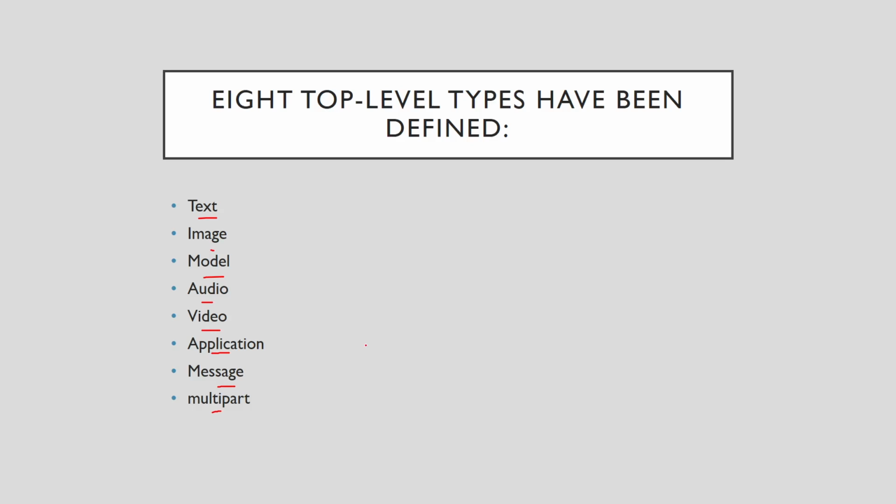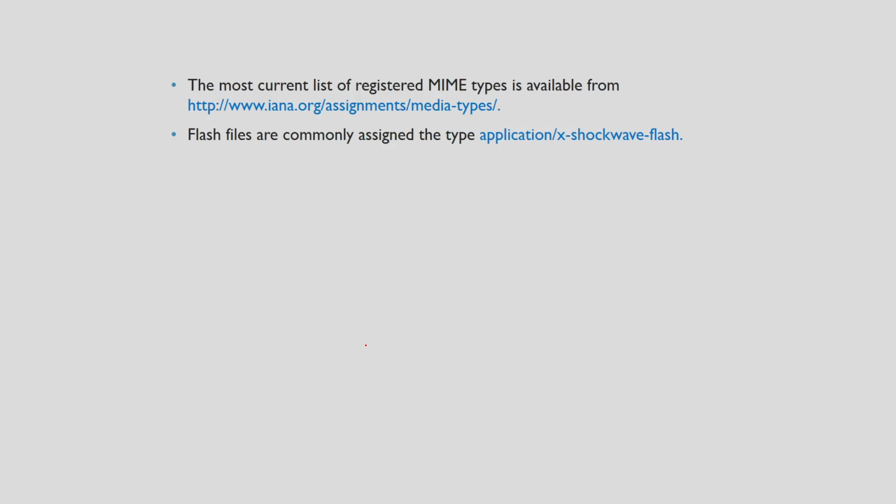Now, Flash files are commonly assigned the type of application slash x dash shockwave dash flash. That is in addition to the non-standard custom types and subtypes, which can be freely defined as long as they begin with x dash.